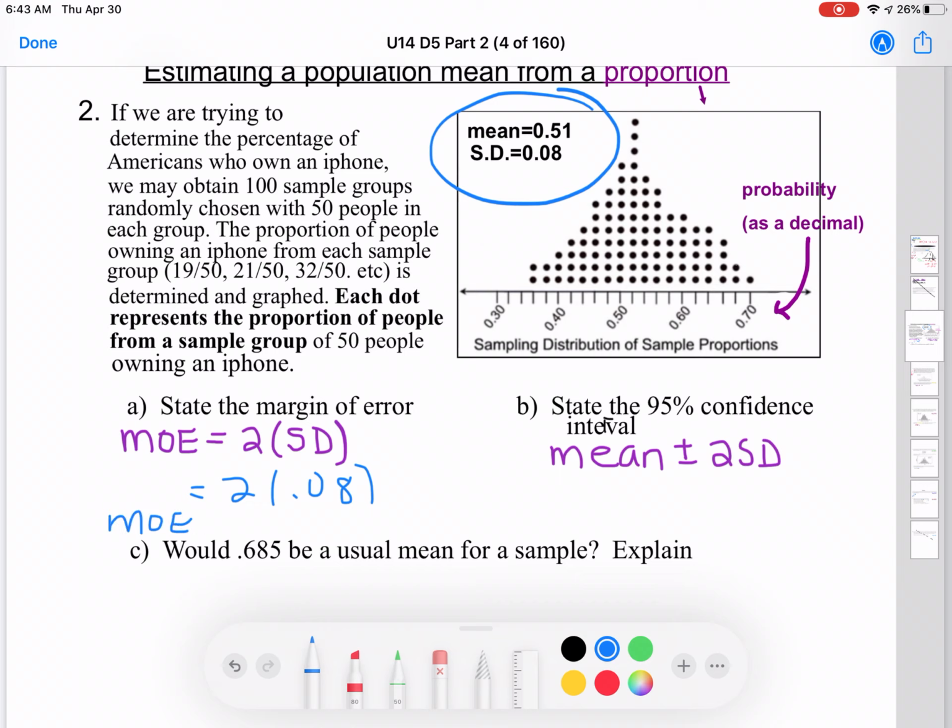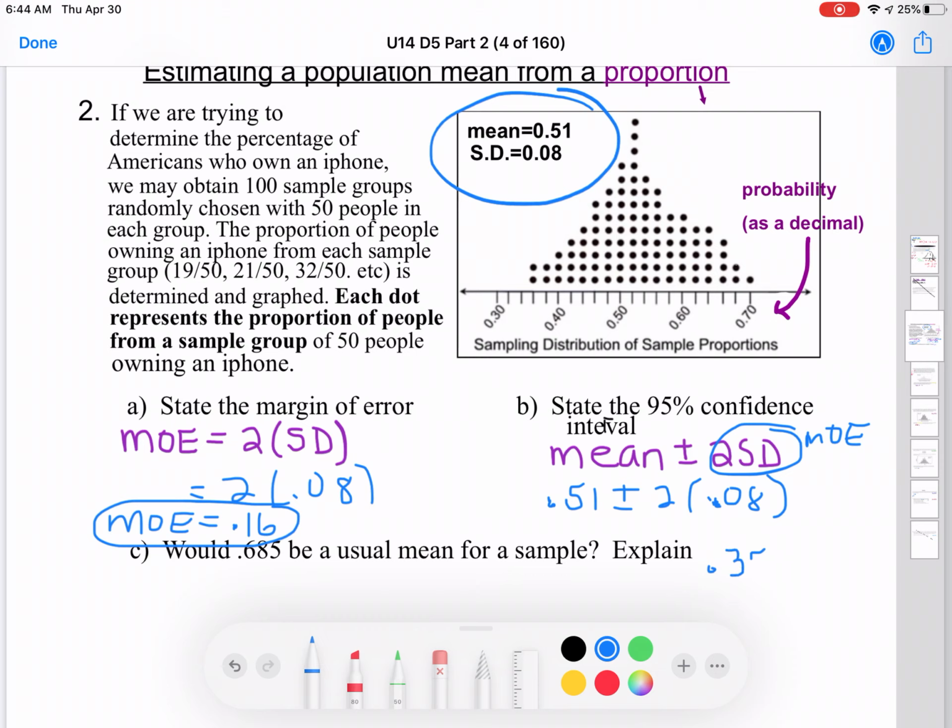And then just go ahead and throw that in your calculator. So the margin of error is 0.16. Now they want me to state the 95% confidence interval. So it's the mean plus or minus two standard deviations. Now, I know we just calculated the two standard deviations, but I really, really like you still to just write it out every time. So remember, this is my MOE. When you make this calculation, 0.51 plus twice the standard deviation and 0.51 minus twice the standard deviation, we're left with 0.35 to 0.67. Okay, so that's going to be my 95% confidence interval.